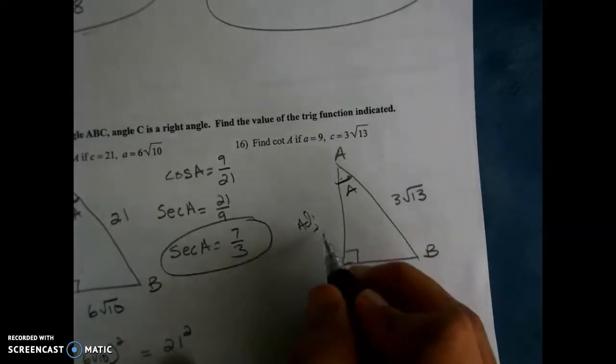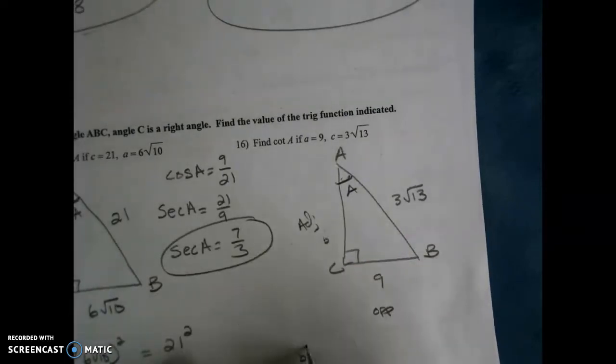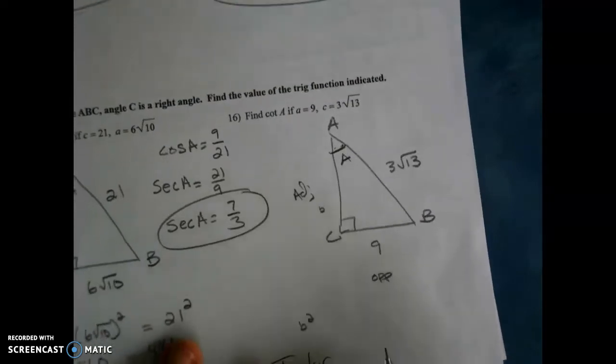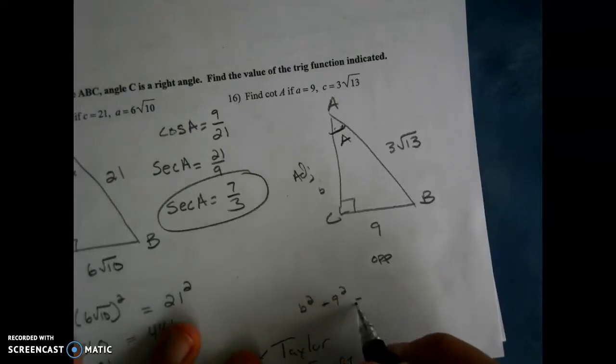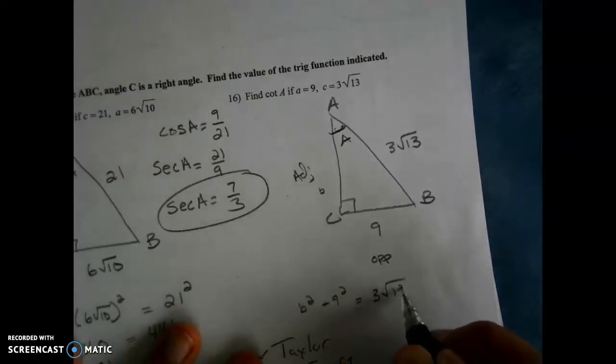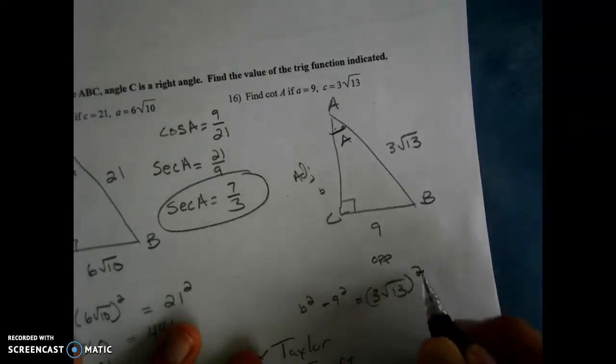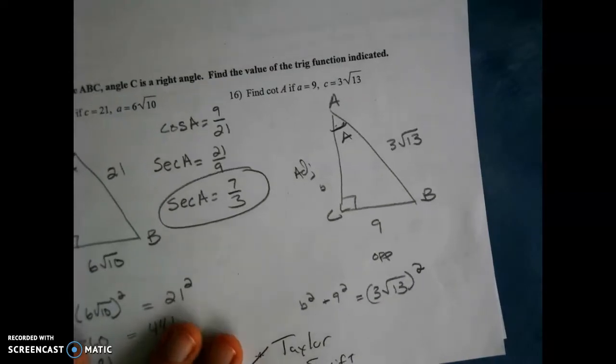So we're going to use Pythagorean Theorem. So b squared plus 9 squared is equal to 3 times the square root of 13 squared. Okay, now let's solve for b.